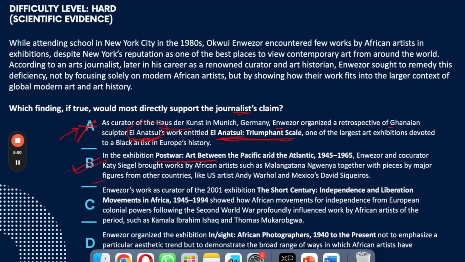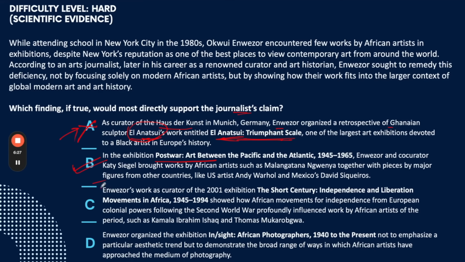But again, like I always say, we've got to eliminate our options before we pick one and move ahead. Right? So let's look at C. So it says that N's work as curator of the 2001 exhibition, The Short Century, Independence and Liberation Movements in Africa, 1945 to 1994, showed how African movements for independence from European colonial powers following the Second World War profoundly influenced work by African artists of the period, such as these.